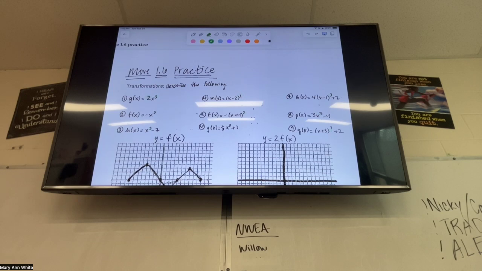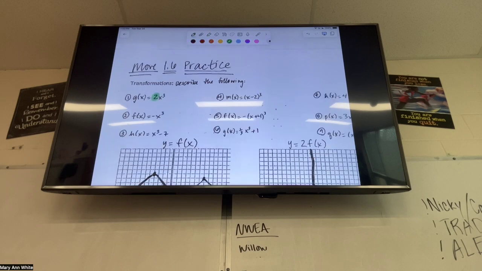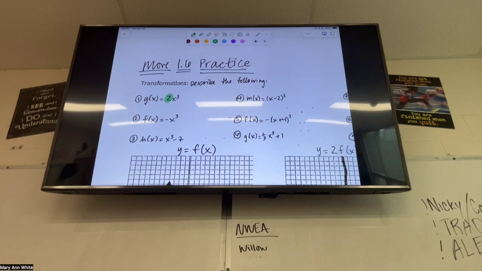What does a 2 do in number 1? Stretch. This is a vertical stretch. Stretch by 2. You could also write like 2 times y, because that's what's happening. The y's are all being multiplied by 2.